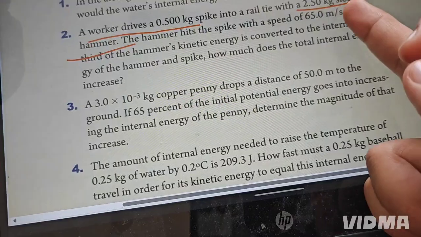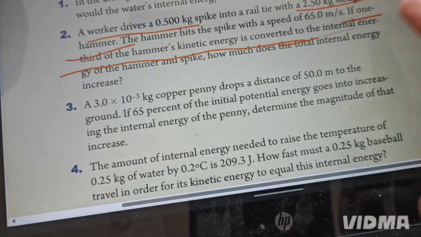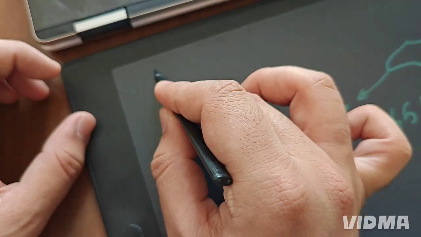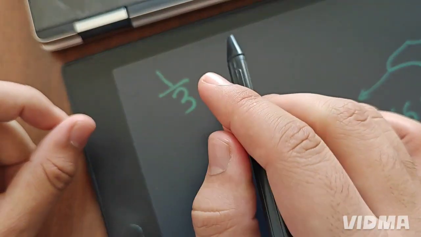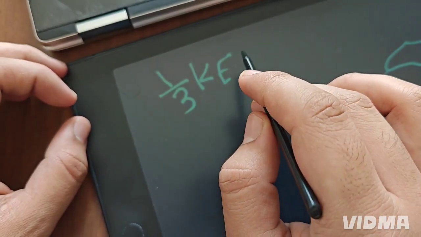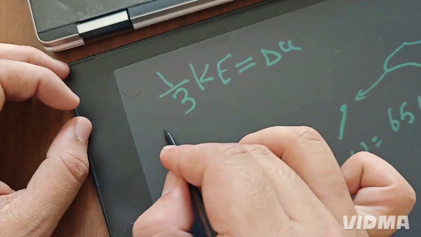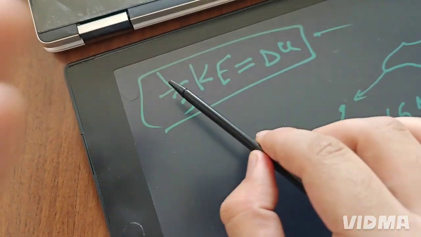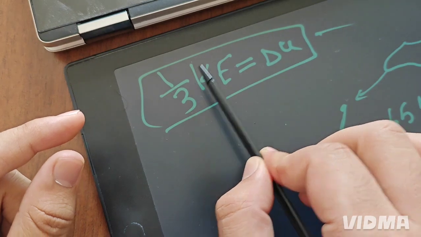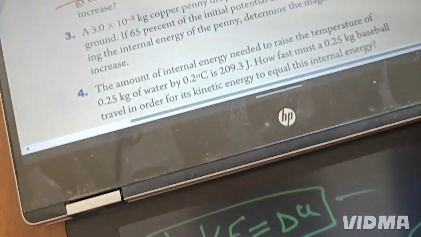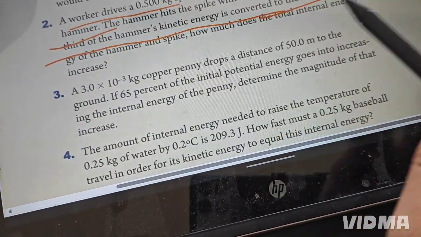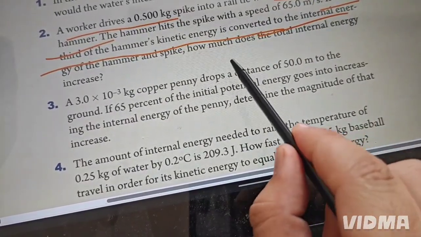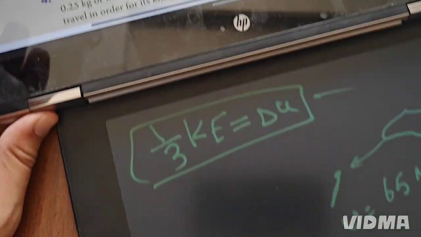The question says if 1/3 of the hammer's kinetic energy is converted to internal energy. This is important. 1/3 of the hammer's kinetic energy, KE, is converted, meaning changed into internal energy, and it is equal to the internal energy delta U. I'm going to repeat again. The question asks how much the total energy increases, so find delta U.